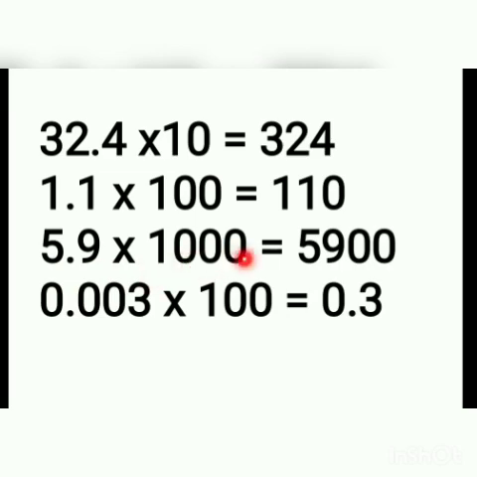Now 5.9 into 1000. 1000 has 3 zeros. But here after the decimal point I have only one position. I need 3 positions. How many positions are missing? 2 positions are missing. So I added 2 zeros. Next, 0.003 into 100. 100 has 2 zeros. So the decimal point shifts by 2 places, and what comes? 0.3.